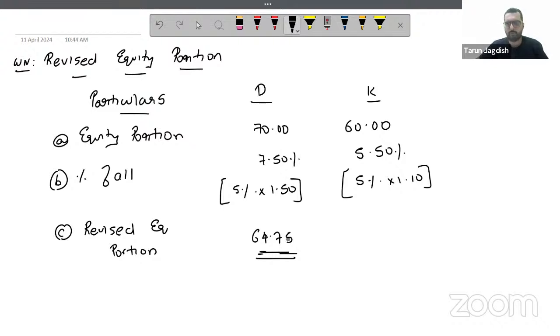That will be 64.75 and 60 minus 5.5% will be 56.7. So this is my equity portion.